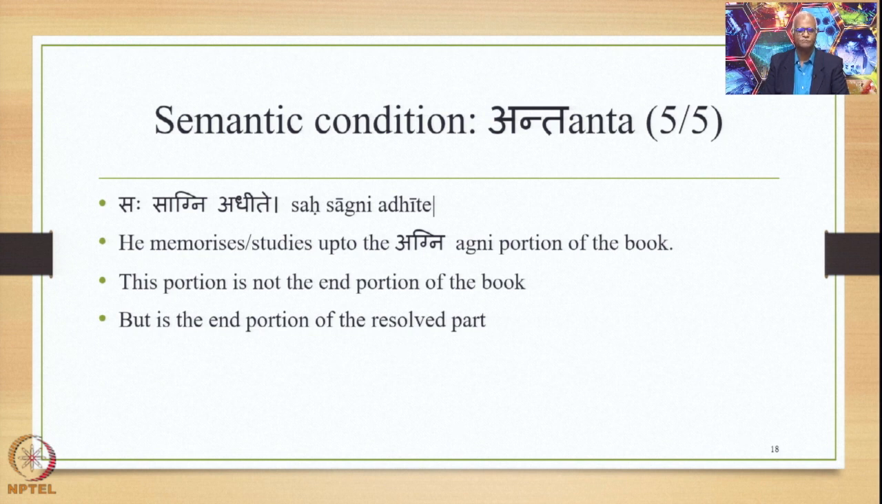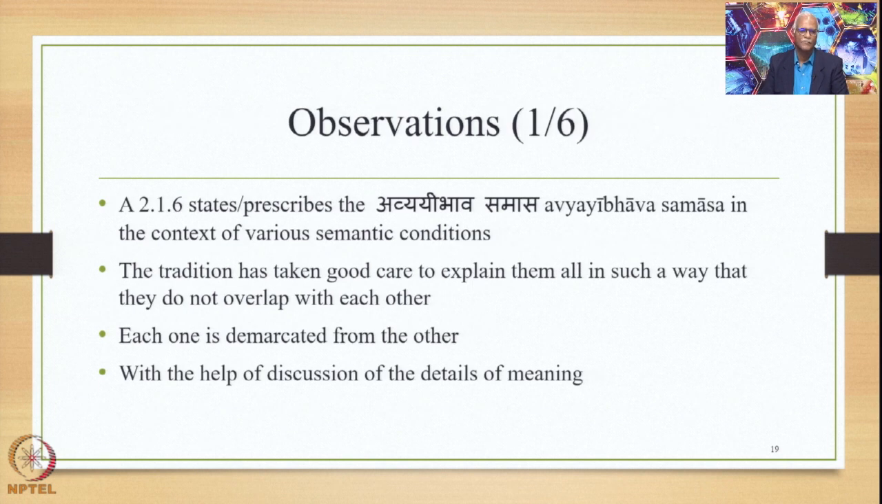Now with anta, we come to the end of the semantic conditions stated in this particular sutra 2.1.6. It is important here to take a quick look at all these semantic conditions and note down certain peculiarities. A 2.1.6 prescribes the avyayibhava samasa in the context of various semantic conditions, and those conditions are stated in this same sutra, and these semantic conditions are also stated to be the meanings of the respective avyayas.